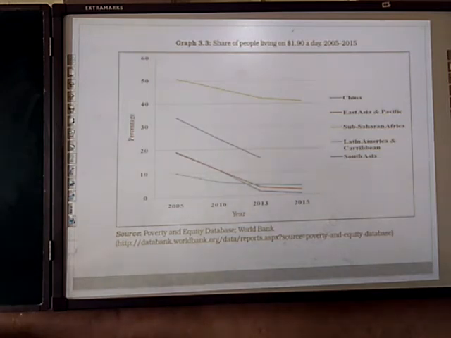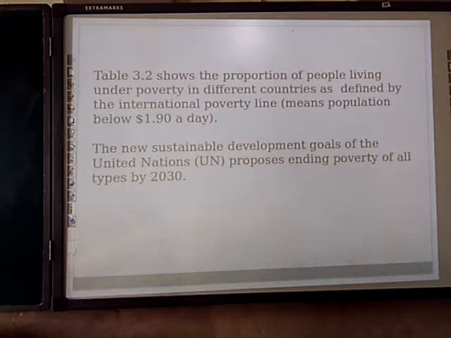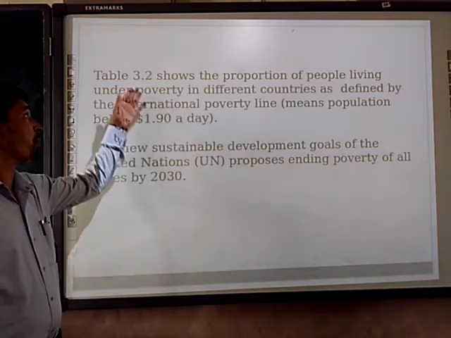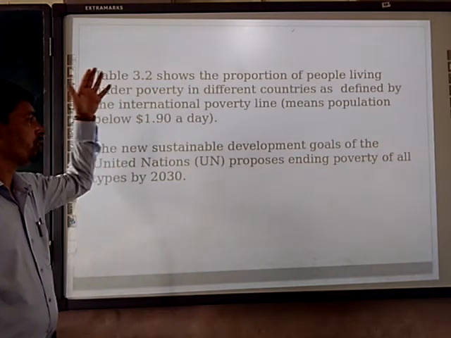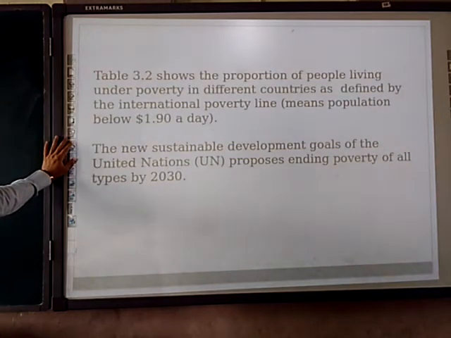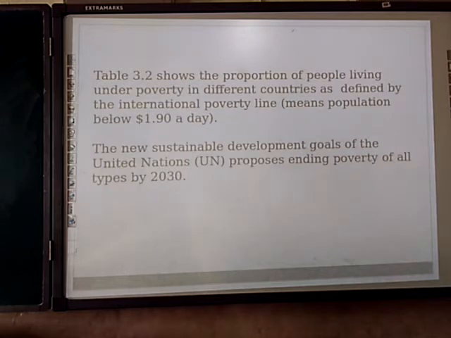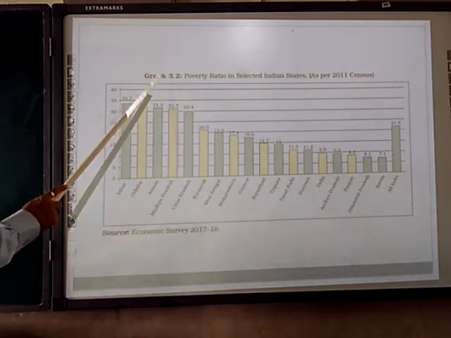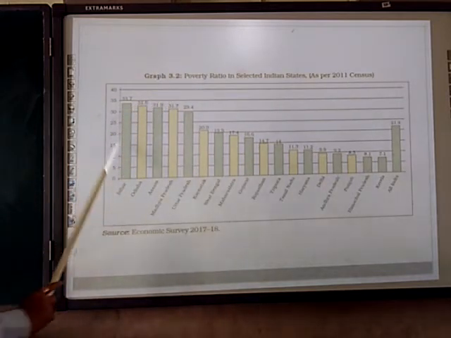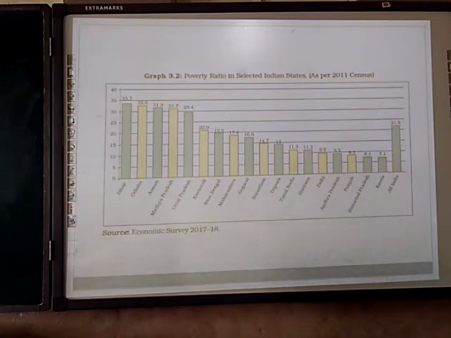Next, moving further, table 3.2 shows the proportion of people living under poverty in different countries. First we will see table number 3.2. After that we are going to discuss the Sustainable Development Goals of the United Nations, proposing to end poverty in all its forms by 2030. So this is graph number 3.2. Please see it properly.